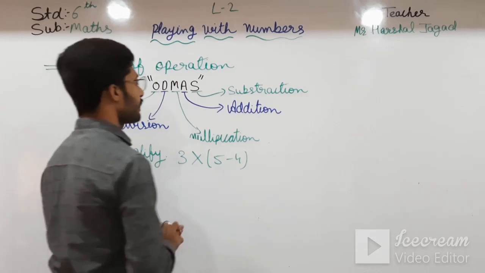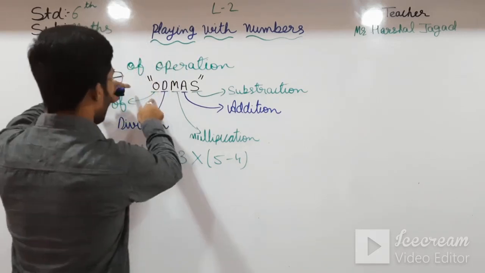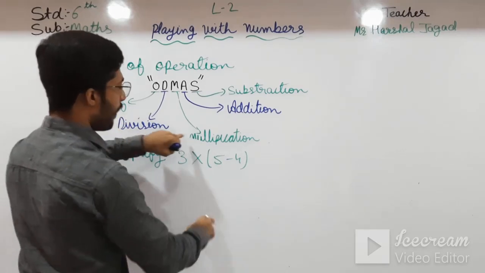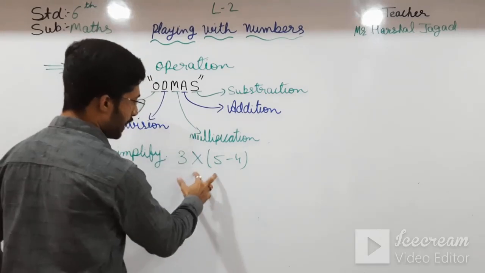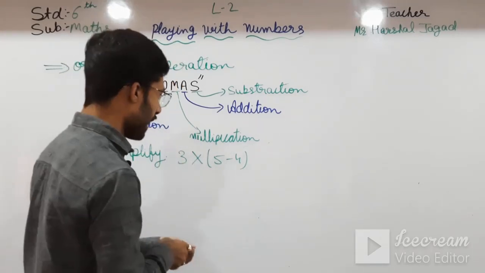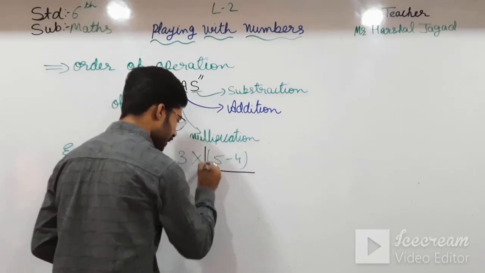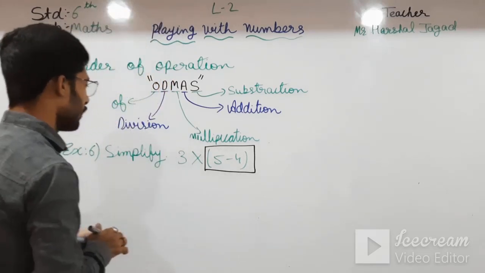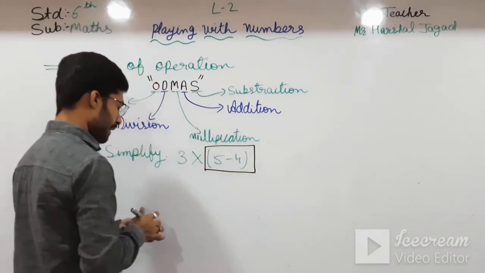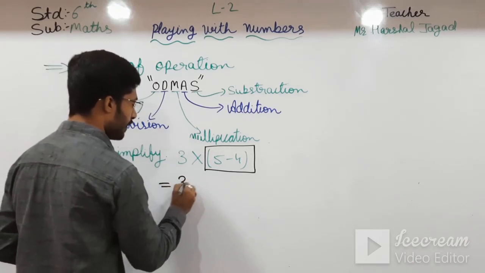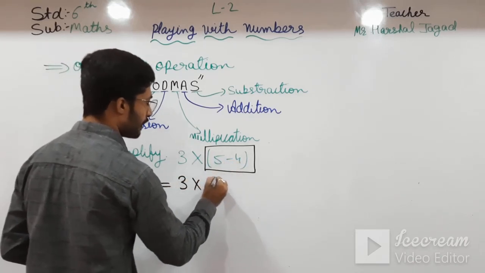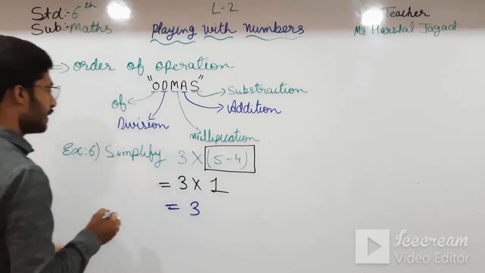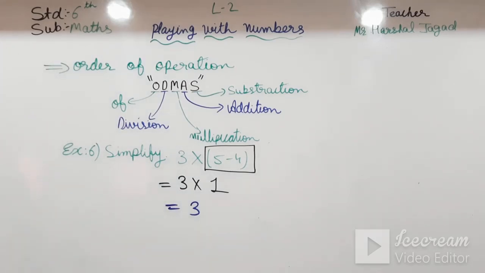You can see here, if you compare this with ODMAS, then of is not there, D is not there, M, yes, multiplication is there over here, but first of all what we have to do, we have to simplify the bracket. Okay students, first of all we have to simplify the bracket. So first of all, simplifying the bracket, that is 5 minus 4, that is 1. Okay students, and 3 ones are 3, that is the answer. Please note down this students.